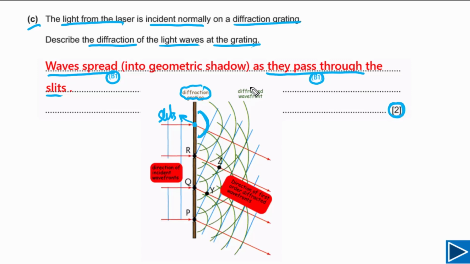Geometric shadow. Maybe some of you are a little curious about that. What is meant by geometric shadow? Geometric shadow means that if these waves don't spread, you will not see the light here. So there will be shadow, meaning no light here. But in this case, when the light passes through the slit, it spreads out. So waves spread into geometric shadows. It means they will illuminate these regions, and these regions are the geometric shadows.